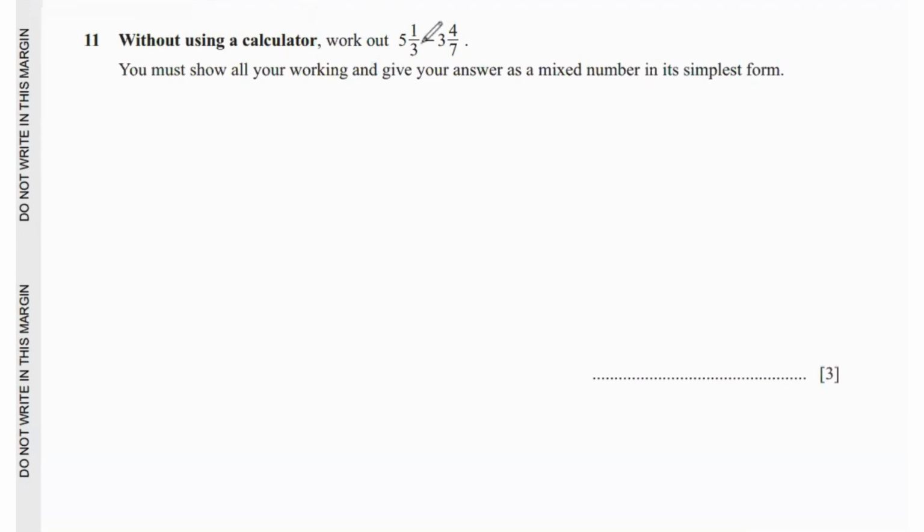And to do that, we'll multiply the denominator by the whole number and add the result to the numerator. So 5 times 3 is 15, 15 plus 1 is 16. The denominator remains the same as 3. Then for the next fraction, 7 times 3 is 21, and 21 plus 4 is 25. So 25 over 7.